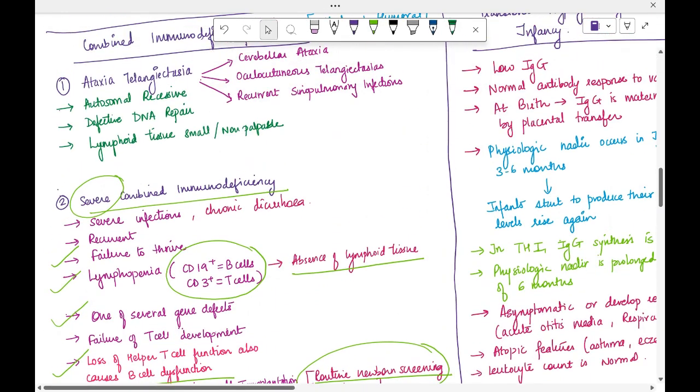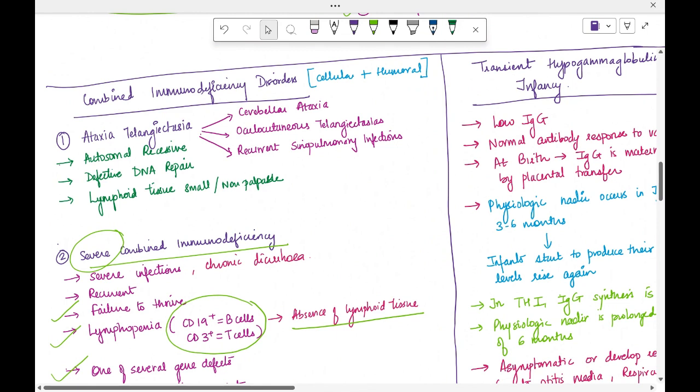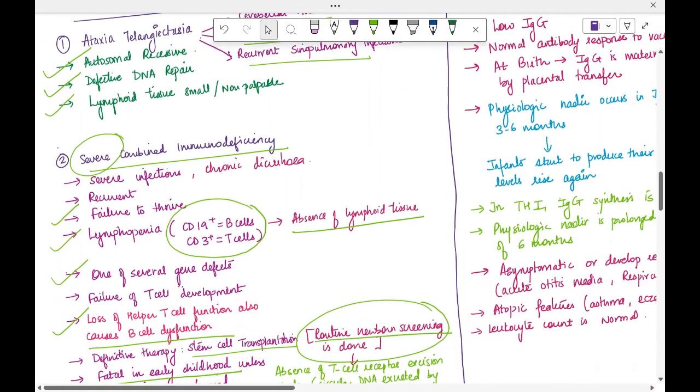Now the next one is ataxia telangiectasia. Usually here you will have the characteristic features of ataxia telangiectasia. Ataxia stands for cerebellar ataxia. Telangiectasia means oculocutaneous telangiectasias, and you have recurrent sinopulmonary infections as a result of deficiency in cellular and humoral immunity. It is genetic, autosomal recessive. As we know, it is a defective DNA repair mechanism, and the lymphoid tissues are very small or non-palpable. These are the main features. Usually in the question, the patient will show oculocutaneous telangiectasia, recurrent sinopulmonary infections, and cerebellar ataxia, and he will have some history of autosomal recessive inheritance, and this is how you diagnose it. It's very simple.